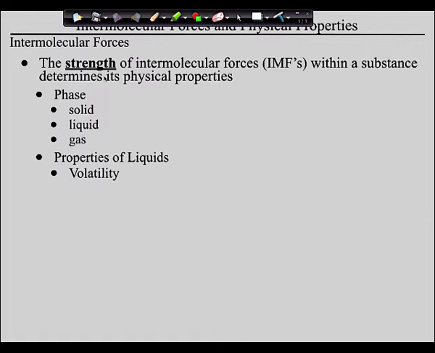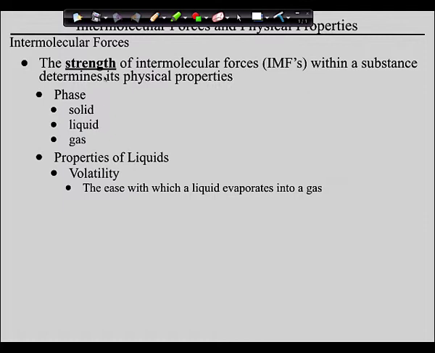Again, guys, these terms apply to liquids. So what does it mean if a liquid is very volatile? What it means is it evaporates very quickly. So guys, volatility refers to the ease with which a liquid evaporates into a gas. And what you're going to find out is this all relates back to intermolecular forces, which relates back to polarity.